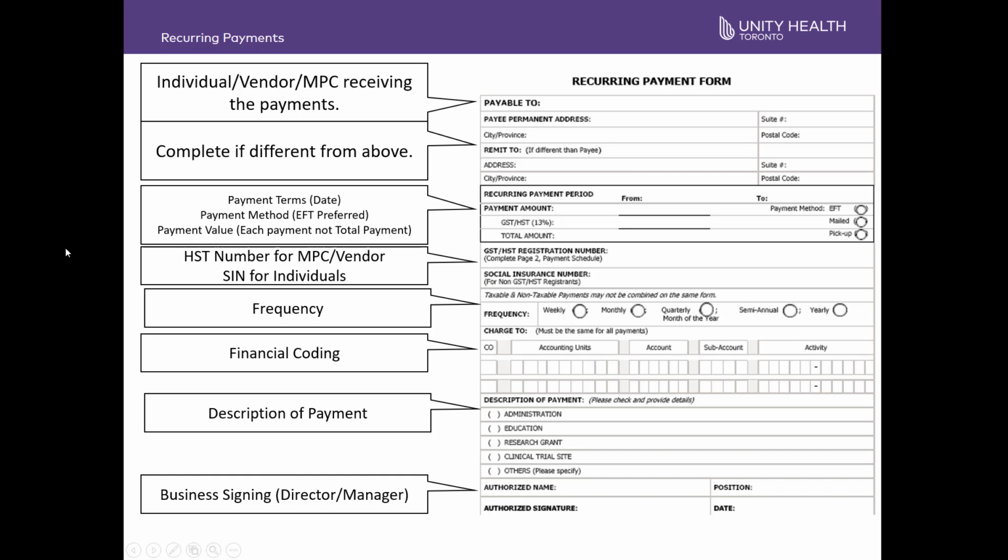Next section, you can mention the HST number for the MPC or vendor or the SIN number for the individual, depending on who is receiving the payment. Next, you want to mention the frequency of the payment, the financial coding related for this payment, essentially the accounting unit, the account sub-account, and the activity that is supporting this payment. Next, you want to briefly describe the purpose of the payment. And lastly, you want to ensure you have the appropriate sign-off for this recurring payment form.